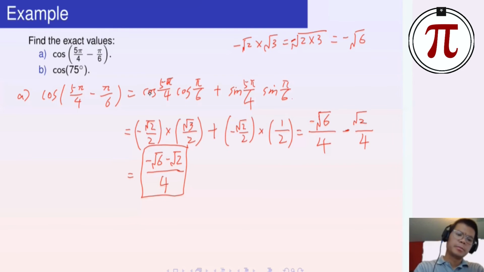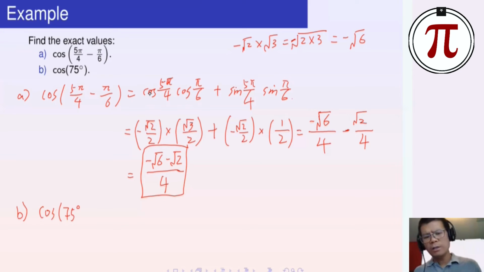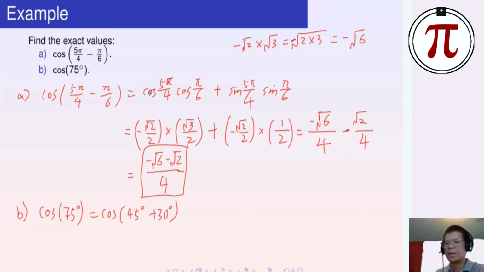How about B? It was cosine 75 degrees. So what shall we use? 75 is not a special angle, right? But can we write it as the summation or difference of two special angles? 45 plus 30. Very good. 75 is 45 plus 30. 45 degrees is a special angle, 30 degrees is a special angle, so that's excellent. We can write this as the cosine of 45 degrees plus 30 degrees.